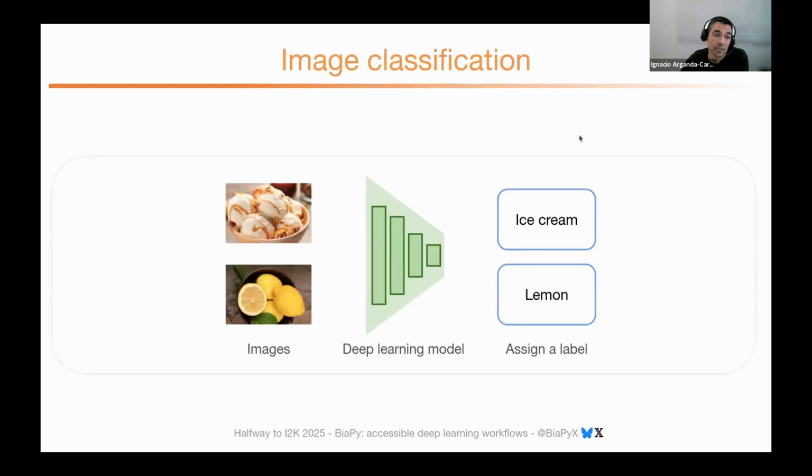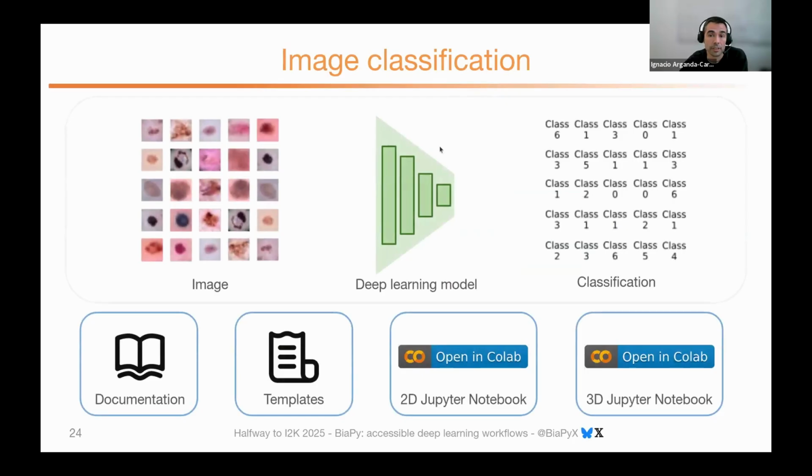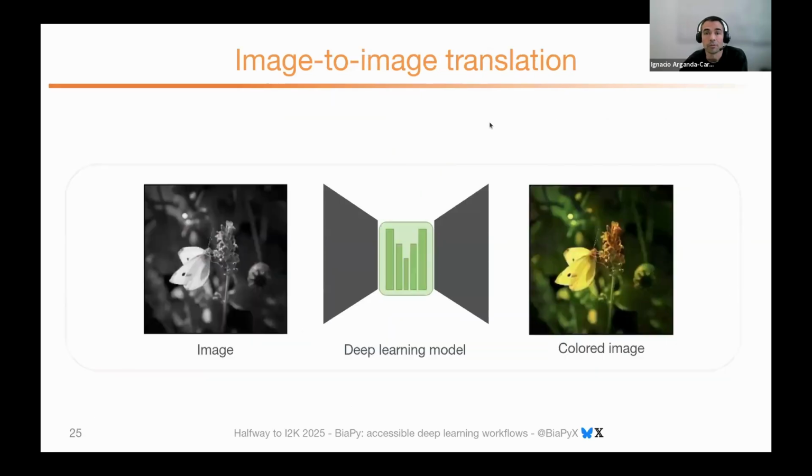We also have image classification that, to be honest, we don't use that much in BiaPy, because this is something easy to use with other libraries. But just for the sake of completeness, we have 2D and 3D classification of any kind of images.